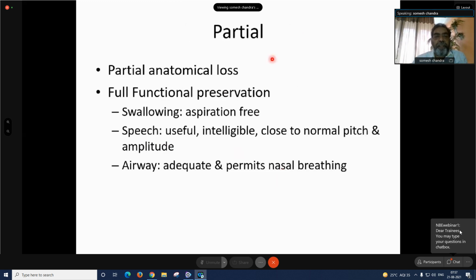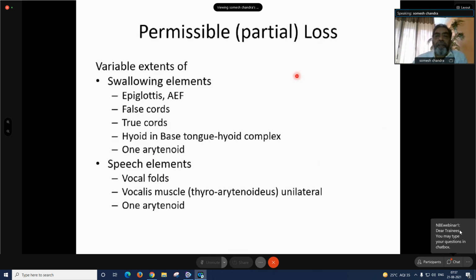Partial means a partial anatomic loss, but a full functional preservation. So a truly voice-preserving laryngectomy preserves not only speech, but the important function of swallowing, which is aspiration free, and provides an adequate airway which permits nasal breathing. When all these functions are preserved, it is called a partial voice-preserving laryngectomy. What is the permissible partial loss? There are variable extents of swallowing elements and speech elements which can be lost when we do a partial laryngectomy.